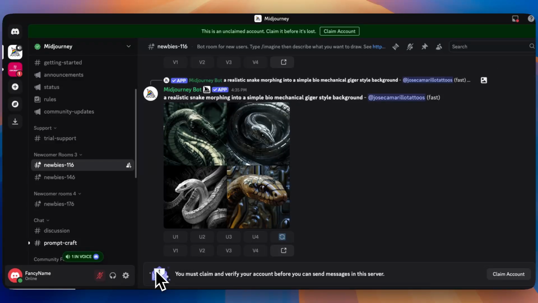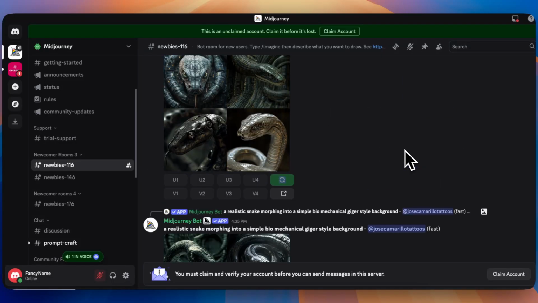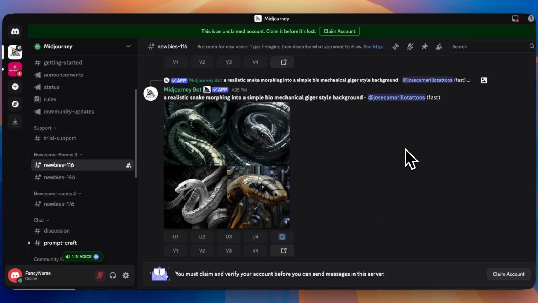Now, if you're generating the images directly on the Midjourney website, make sure you have the correct login details and you are using the same credentials that you use on Discord. But you can always try logging in and out if it does not work.